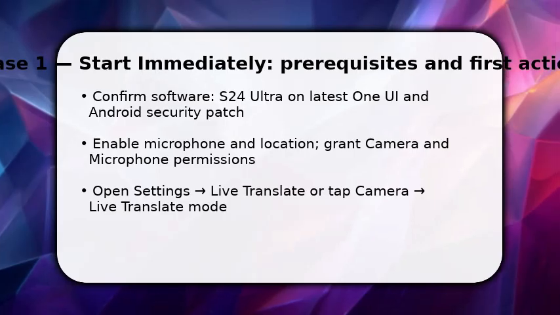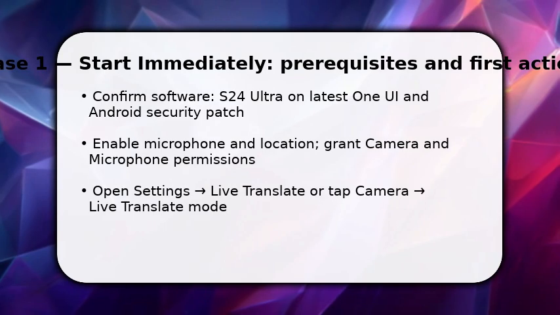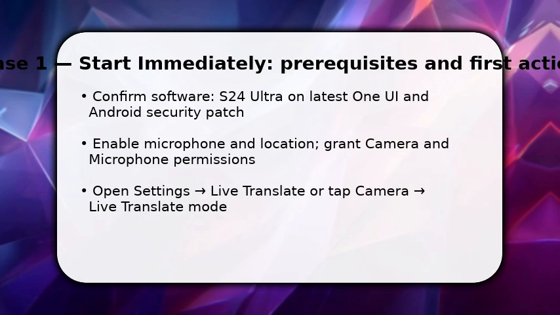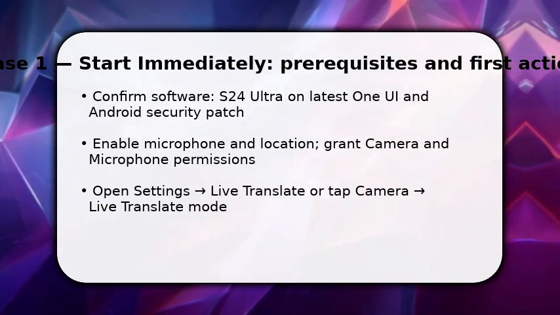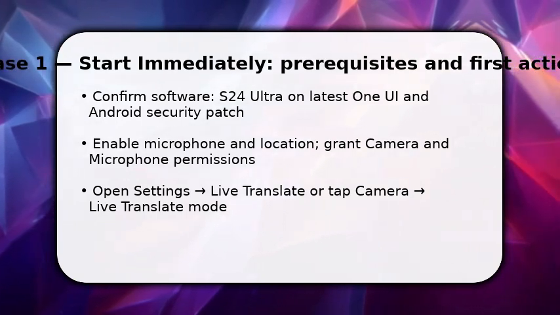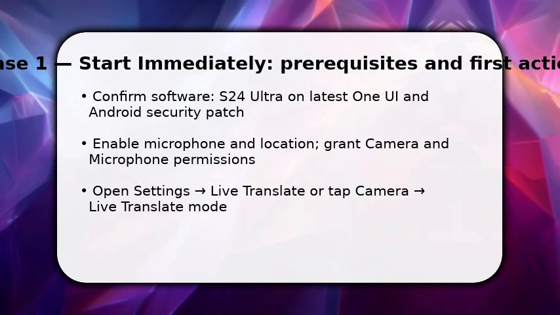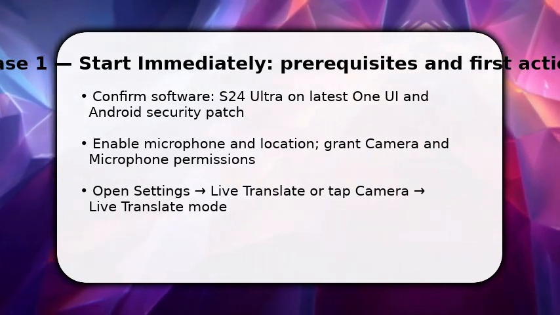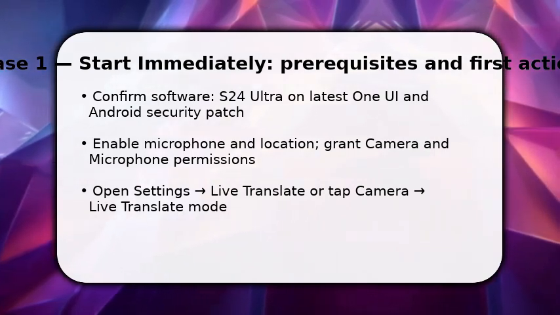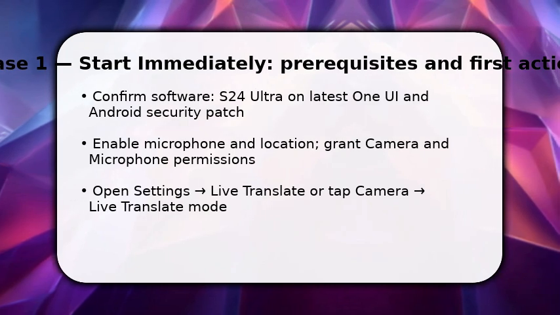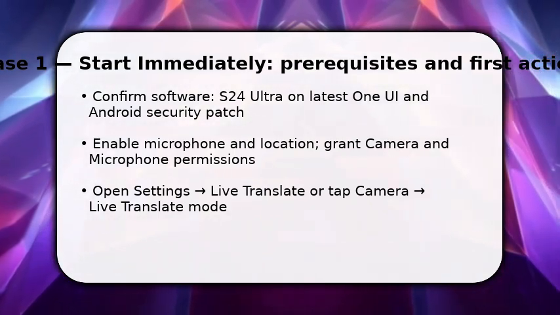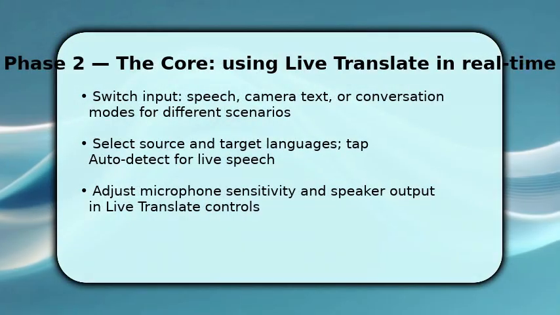You start now, confirm your S24 Ultra is updated and that Live Translate is installed, because updates enable language packs. Then enable microphone and location permissions so audio and context flow. Open Settings and locate Live Translate, or open Camera and select Live Translate mode as a shortcut. Once done, download the pair of language packs you need. This reduces latency. Make sure airplane mode is off and Wi-Fi or mobile data is active before moving to the next phase.